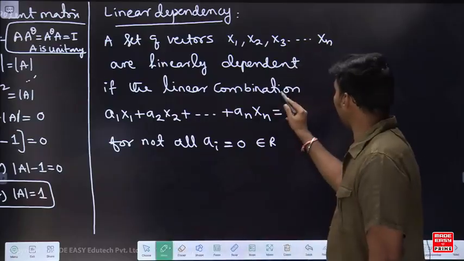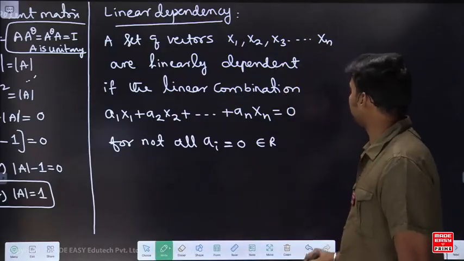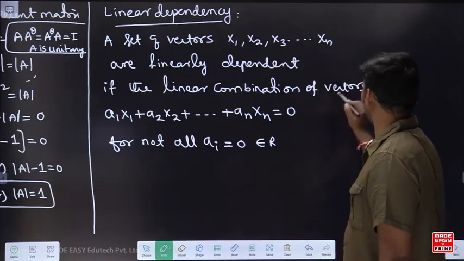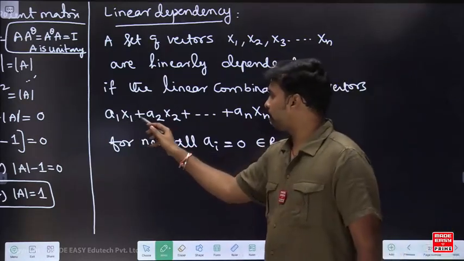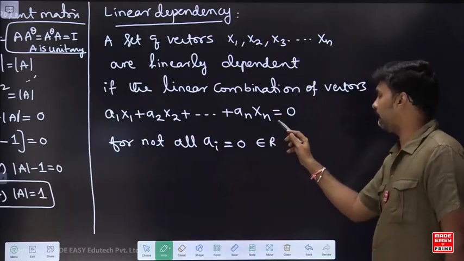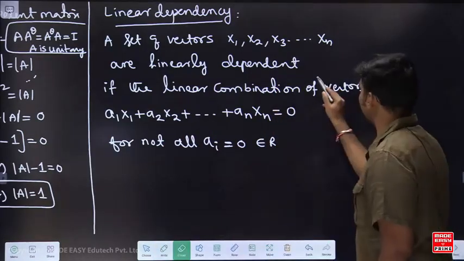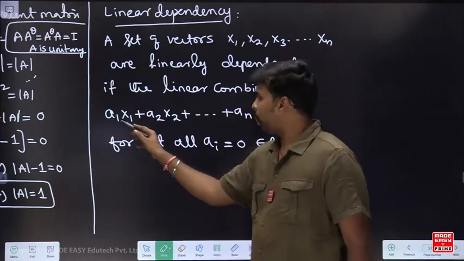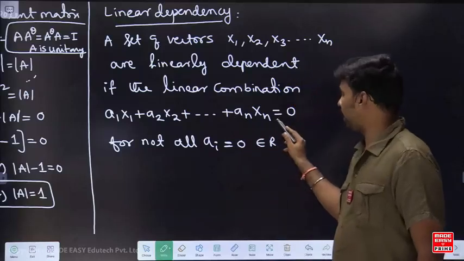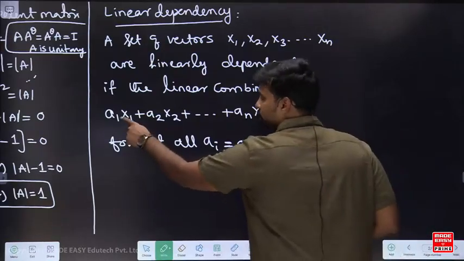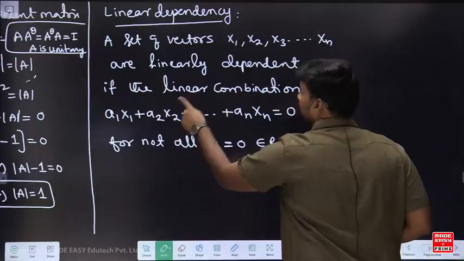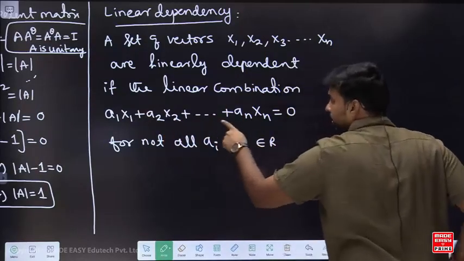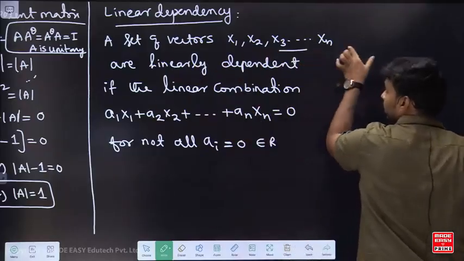So the linear combination of these set of vectors, that is a1 x1 plus a2 x2 plus and so on an xn. What is this expression? I will tell you. Some scalar into that vector plus scalar into the vector plus scalar into the vector. So this is called the linear combination of these set of vectors.